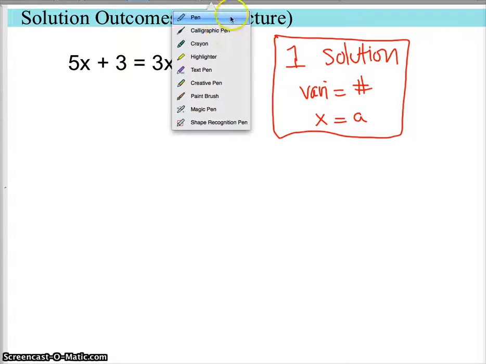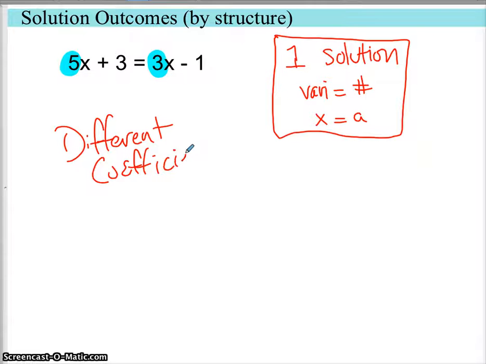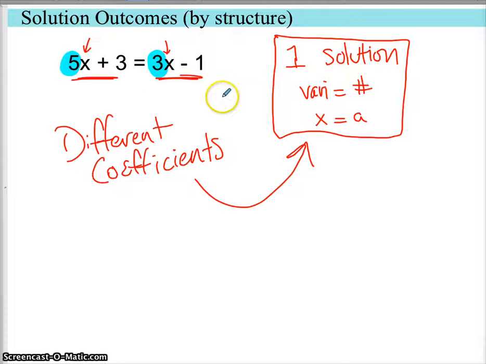And so what I'm going to look at here are the coefficients. We've got different coefficients. We have a 5 and a 3. And in fact, that alone is all the information you need to guarantee that an equation will have one solution. As long as they have different coefficients between the 2 expressions, then you are guaranteed to have one solution. There will be an answer. There is a number for x that can make this expression equal to the other expression.